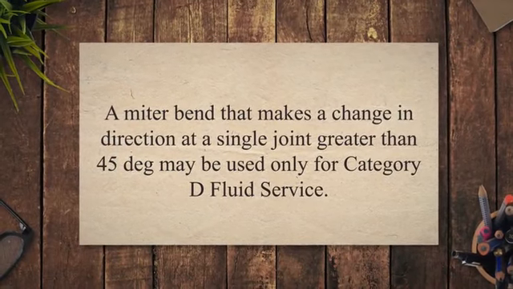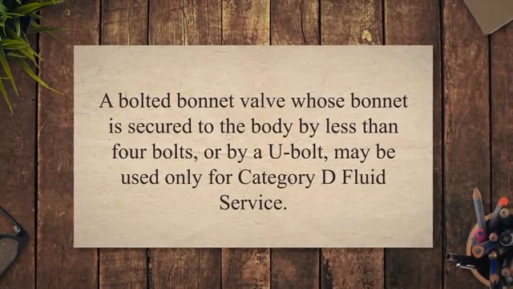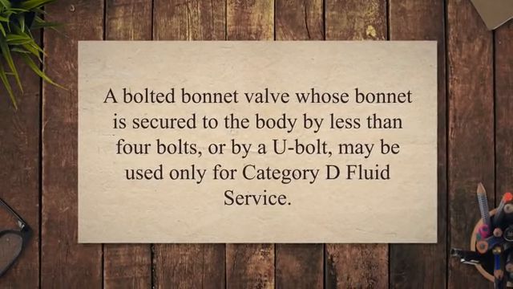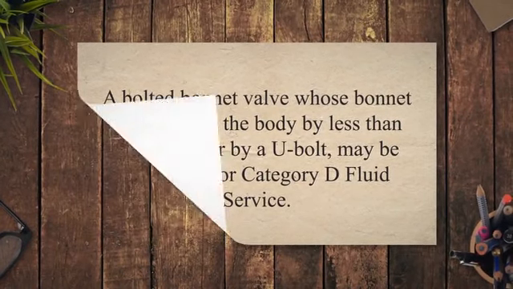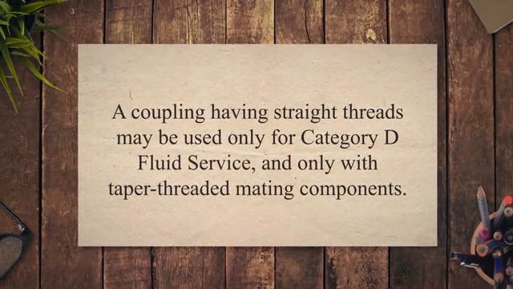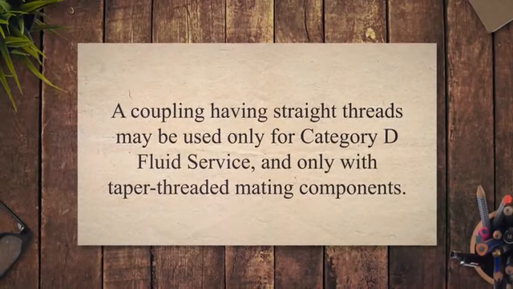A bolted bonnet valve whose bonnet is secured to the body by less than 4 bolts, or by a U-bolt, may be used only for Category D fluid service. A coupling having straight threads may be used only for Category D fluid service, and only with tapered threaded mating components.